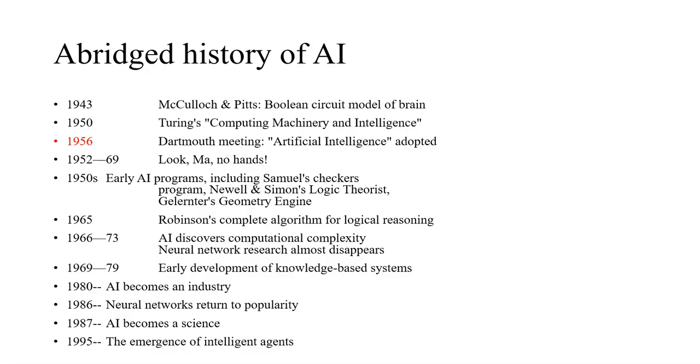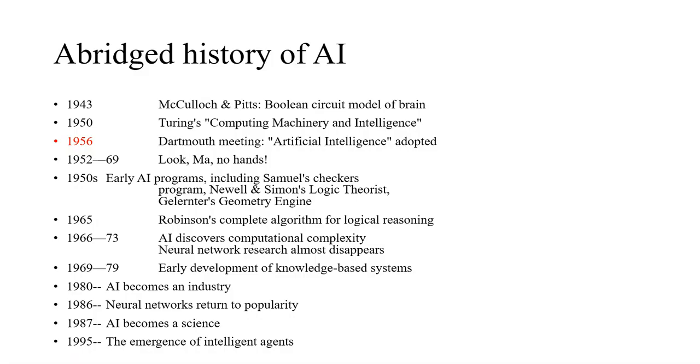Similarly, the history starts from 1943, where McCulloch and Pitts proposed the first Boolean circuit model of the brain, which mimics the human brain neuron. In 1950, Turing's Computing Machinery and Intelligence and Turing machine theory were proposed. In 1956, the Dartmouth meeting adopted the official term artificial intelligence and it was worldwide accepted.